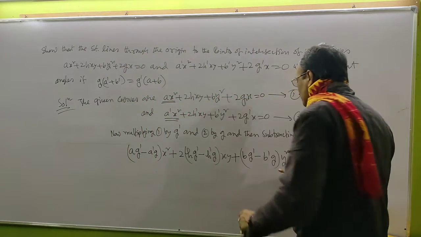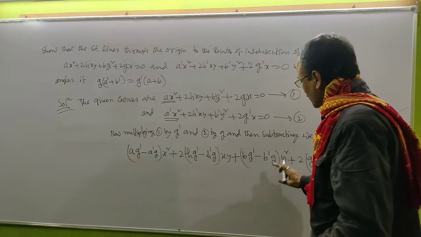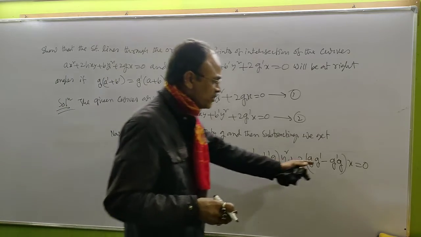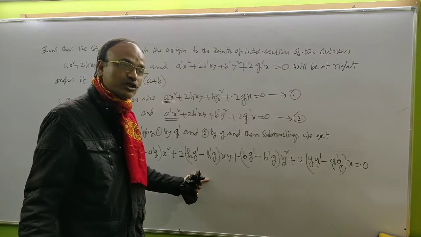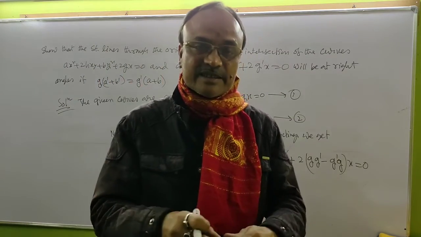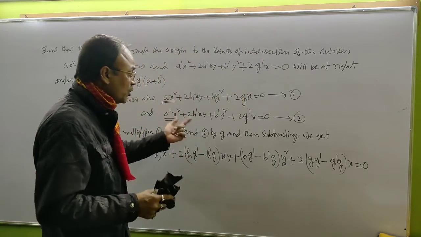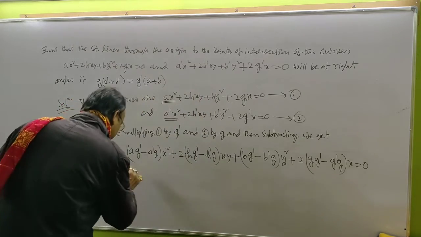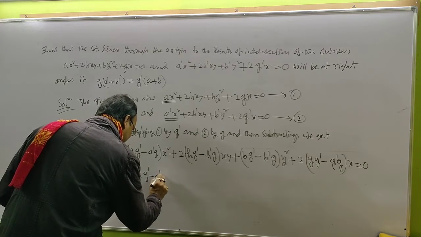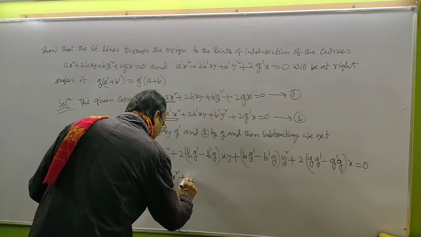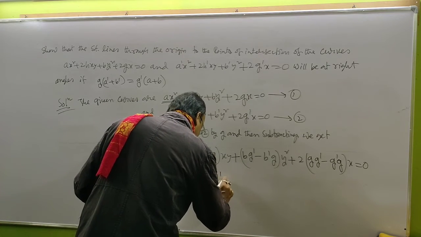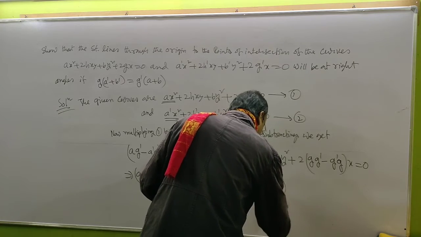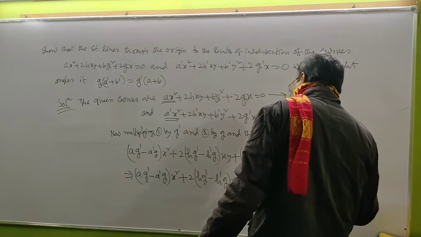Obviously, what is this equation? It is a homogeneous equation of second degree, because this term will vanish. Since it is a homogeneous equation of second degree, it will represent two straight lines passing through the origin. Also, it will pass through the points of intersection between 1 and 2. This means a g dash minus a dash g into x square plus 2 times of h g dash minus h dash g xy plus b g dash minus b dash g y square is equal to 0. Suppose this is number 3.